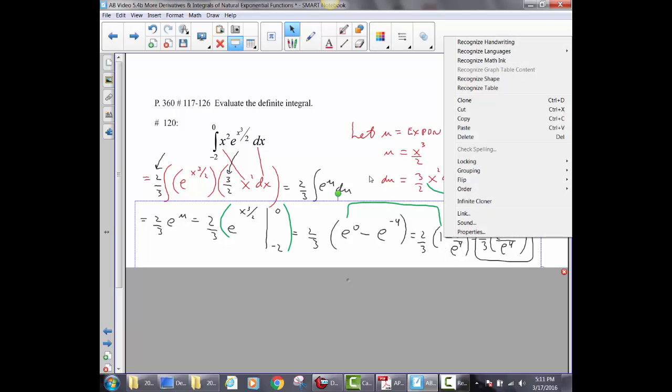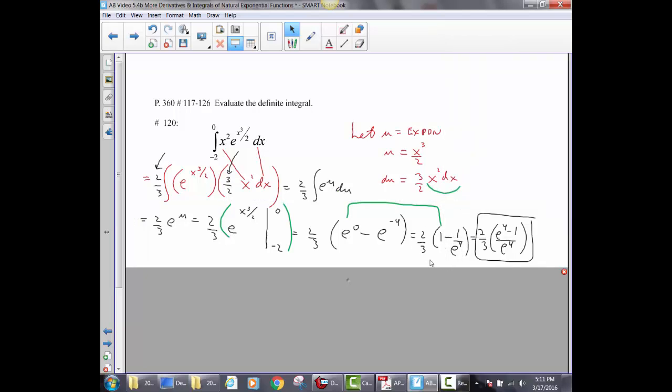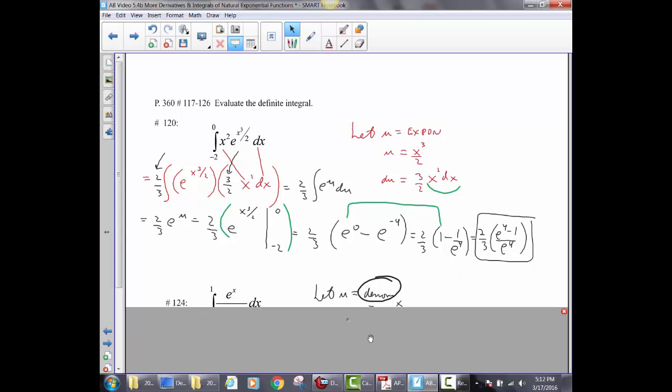Okay, so we're plugging in 0, so we got e to the 0. Notice how I left the 2/3 on the outside. Replace x by -2. -2 cubed is -8 divided by 2 is -4. E to the -4 is 1 over e to the 4th. E to the 0, don't forget, is 1. So you have 2/3, and I just found a common denominator.